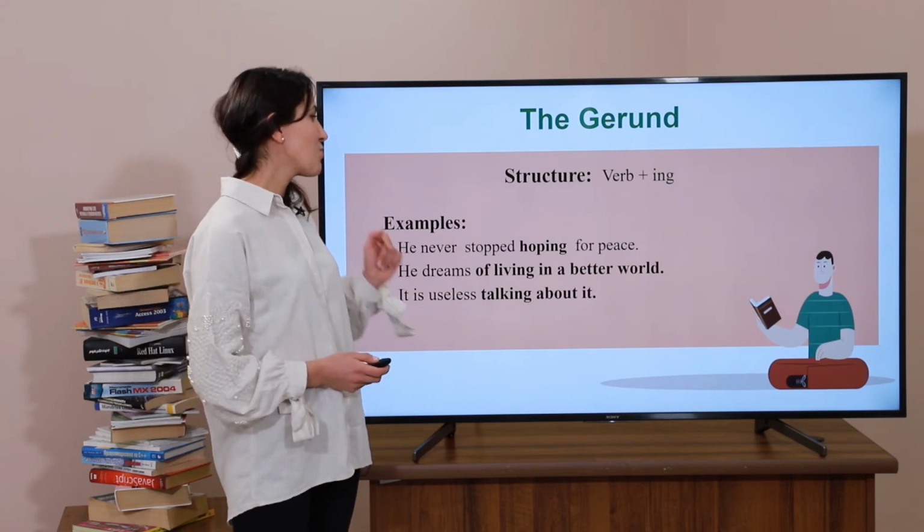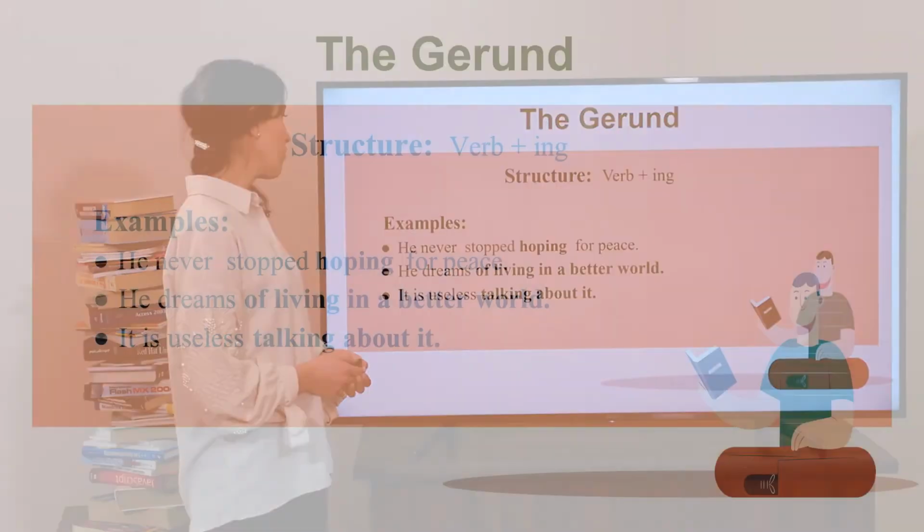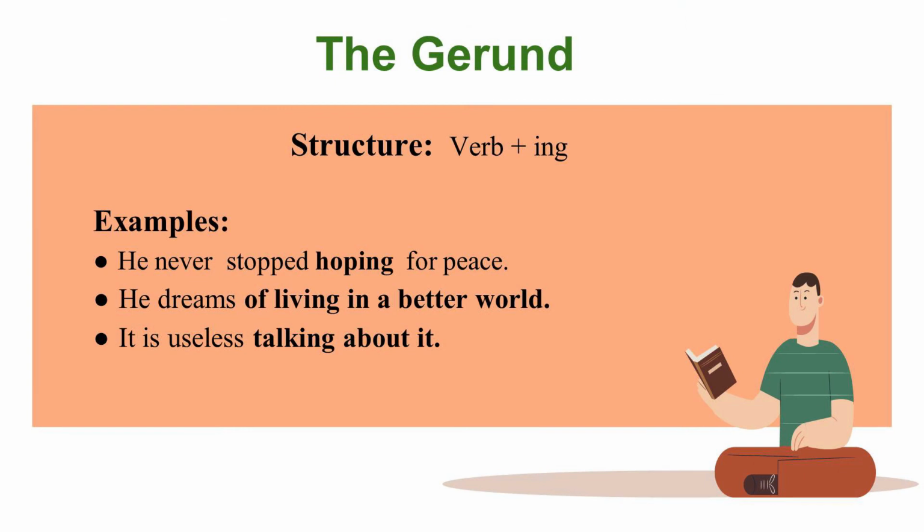So let's read some examples. He never stopped hoping for peace. One more. He dreams of living in a better world. It is useless talking about it. In all these 3 examples, the words highlighted, written in bold, are gerunds, and they all have the functions that a noun may have in a sentence.